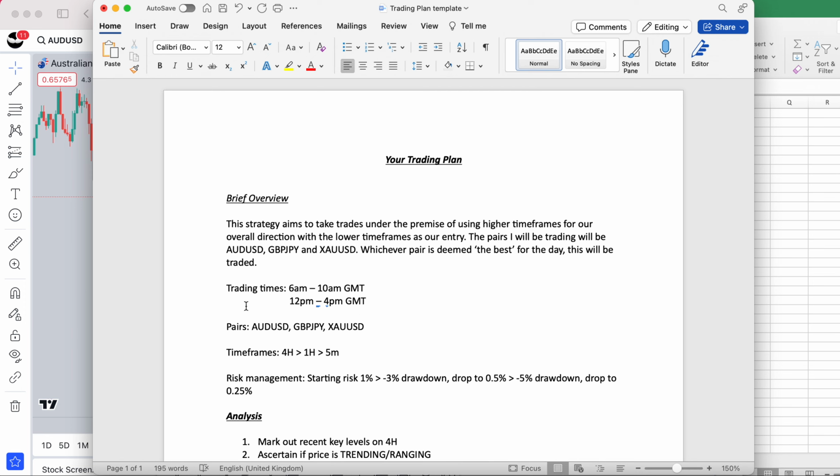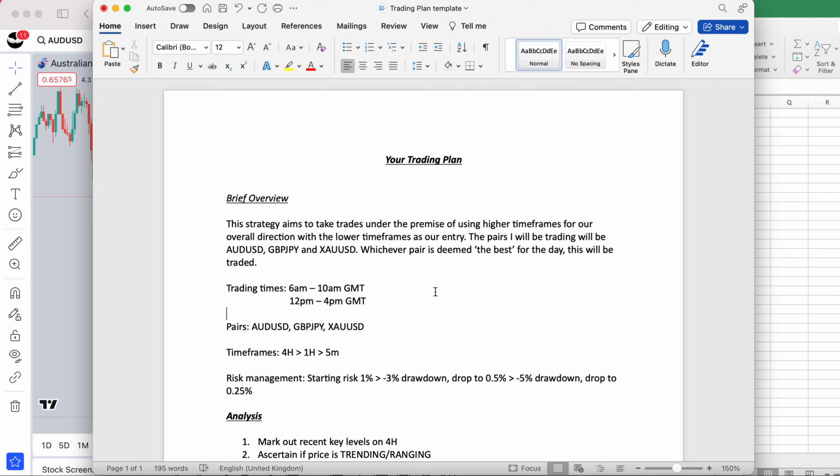We've written out the pairs again just for some clarity, and also the time frames that we're going to be trading. We're going to be going from the 4-hour to the 1-hour to the 5-minute. And then we've got our risk management. So we're going to start off at 1% risk. And if we fall into 3% drawdown, we're going to drop to 0.5% risk.